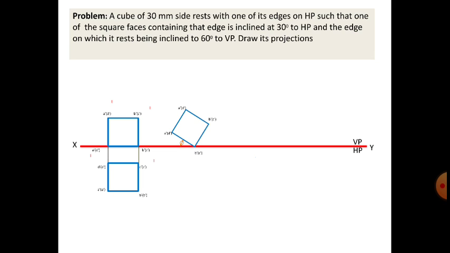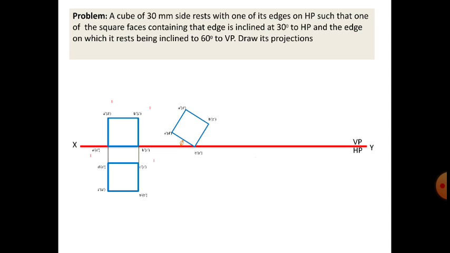Once we have inclined the object to 30 degrees, we have turned the top view. Now we will try to get the front view. We have toppled the object at 30 degrees in such a way that it is resting on one of its edges. The edge I have shown, the B dash C dash edge, is the one on which it is resting, making an inclination of 30 degrees. Once we are done with it, we will try to get the top view of it.